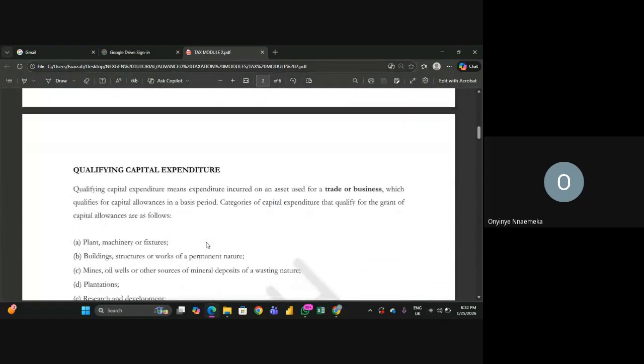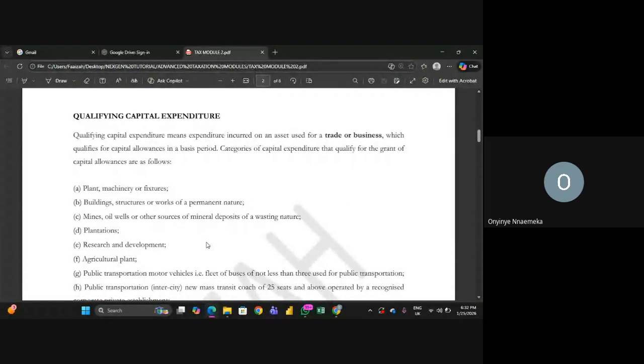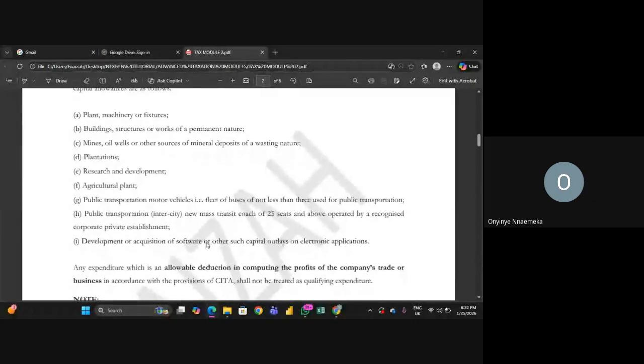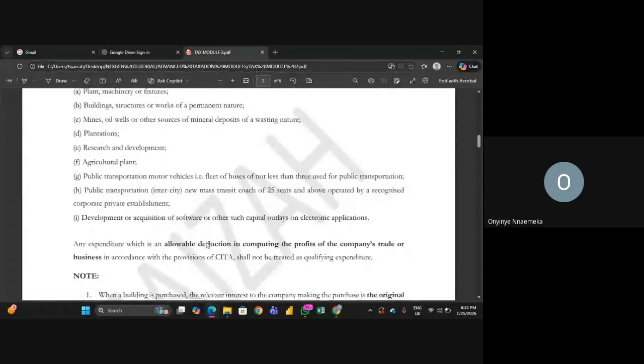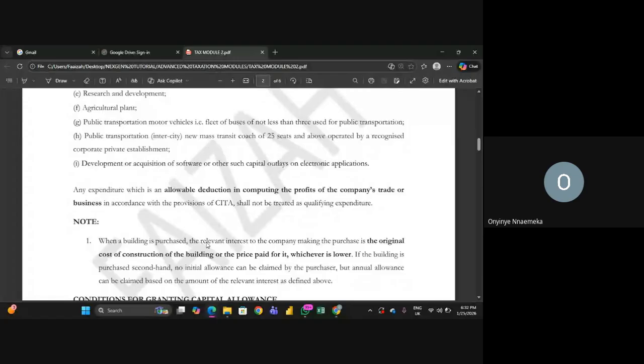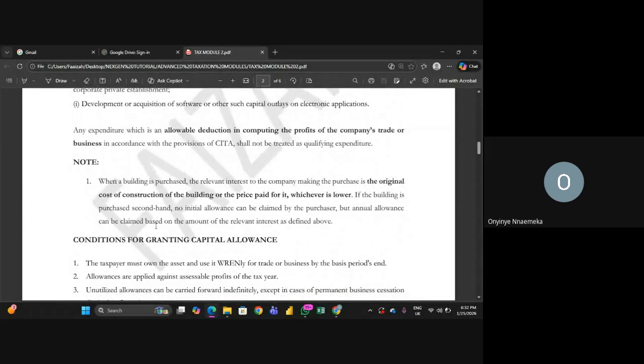So we have qualifying capital expenditure. These are just the expenditures that qualify for capital allowance, like plant and machinery, building, mine, plantation, R&D, agricultural plants, motor vehicle, software as well. Any expenditure that is an allowable deduction in computing the profit of a company's trade or business in accordance with the provisions of CITA shall not be treated as qualifying expenditure.